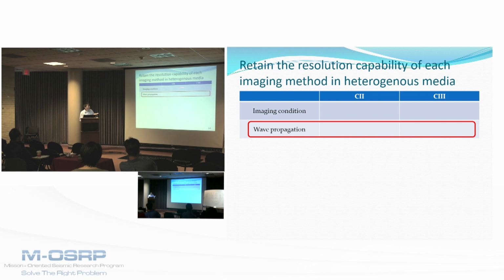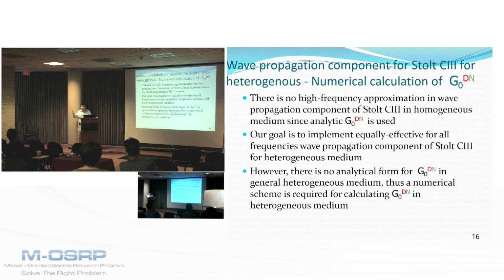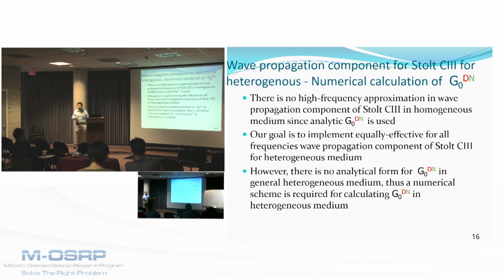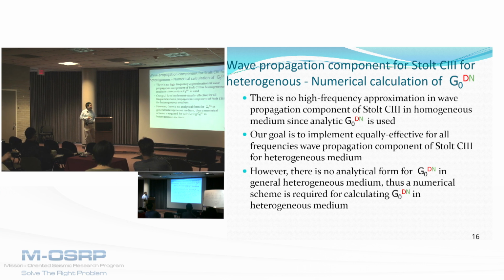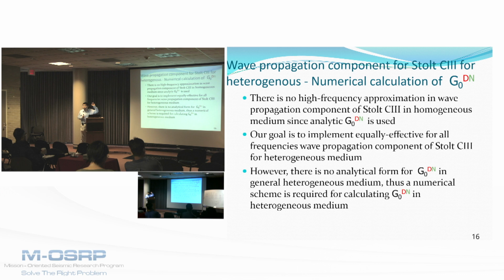We will look at C2 and C3 separately, and first we start with the C3 case. From Professor Weglein's introduction, we already know the wave propagation component for C3 is the Green's theorem wave prediction with a special Green function, J0dn. And in the homogeneous case, like all the examples shown previously, the J0dn used is analytic, because the analytic J0dn exists in the homogeneous case.